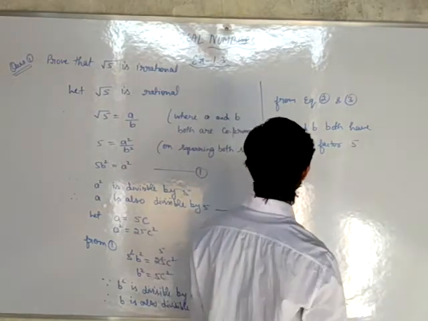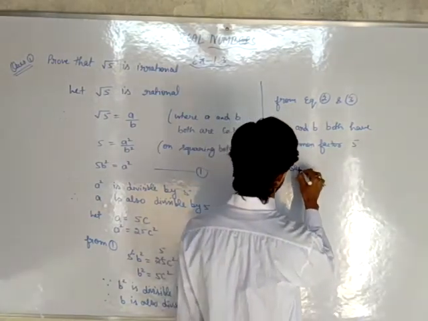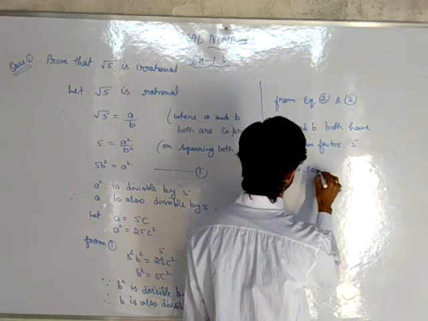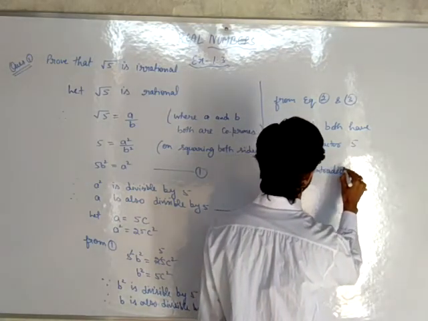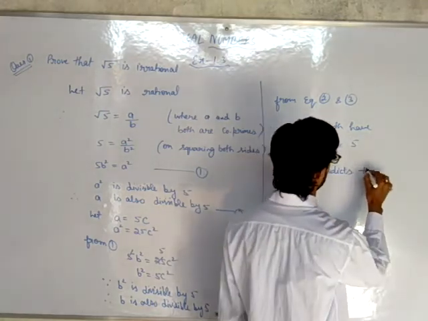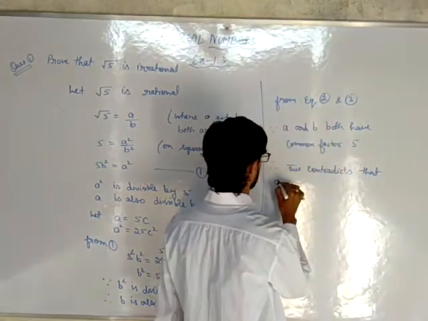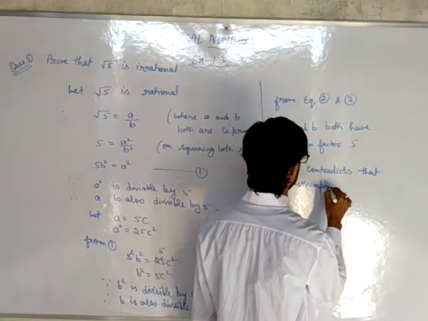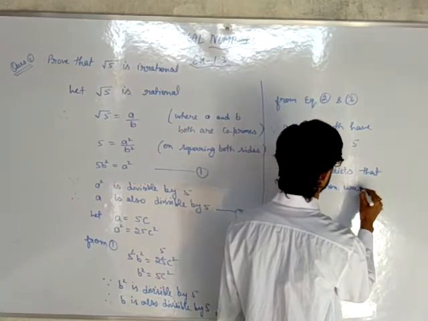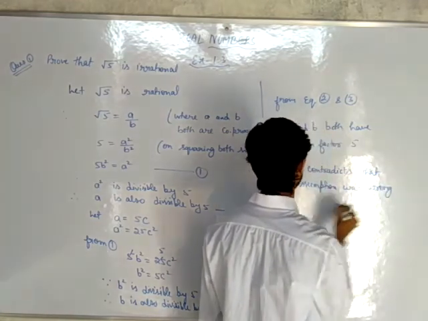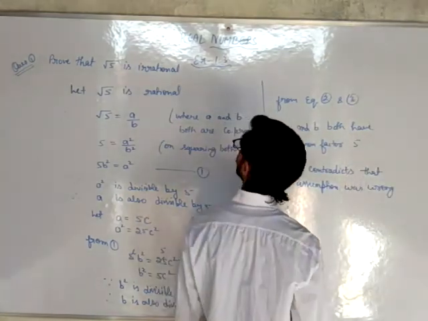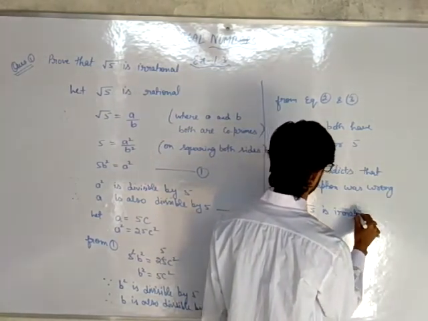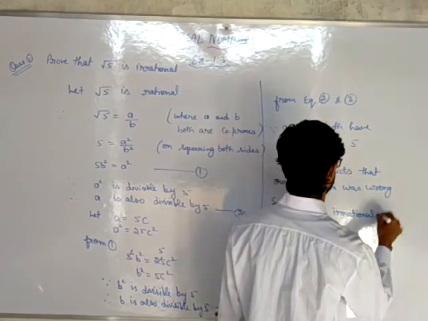Therefore, this contradicts our assumption. Our assumption was wrong. So root 5 is irrational. Proved.